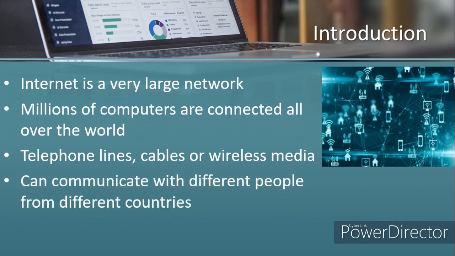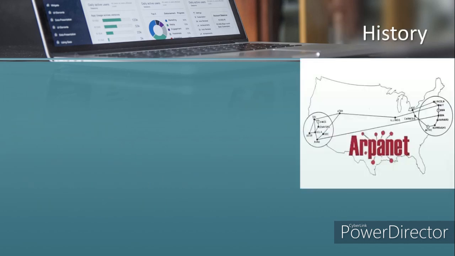You can also communicate with different people who are from different countries through internet. So there are many social medias which help us to communicate with different people who are not known to us from different countries as well. And next we are going to see about the history of internet. So how this internet is formed and what is the background of this internet, that we're going to see now.